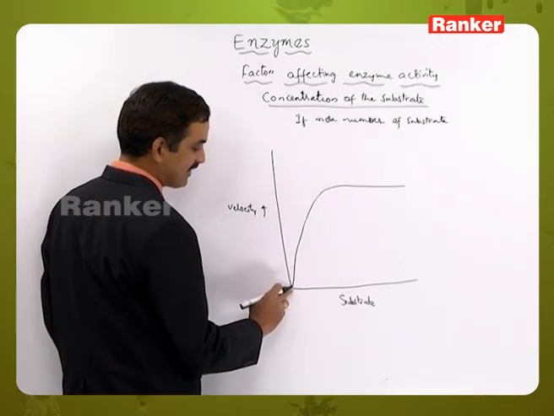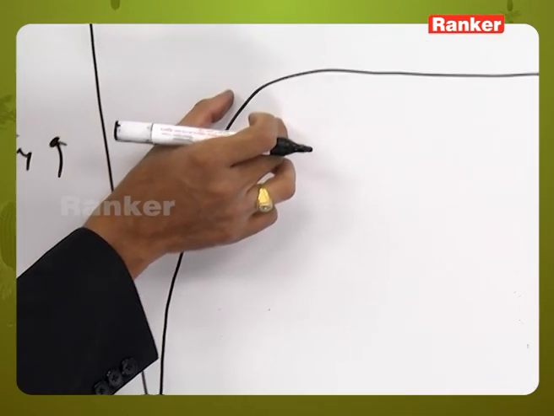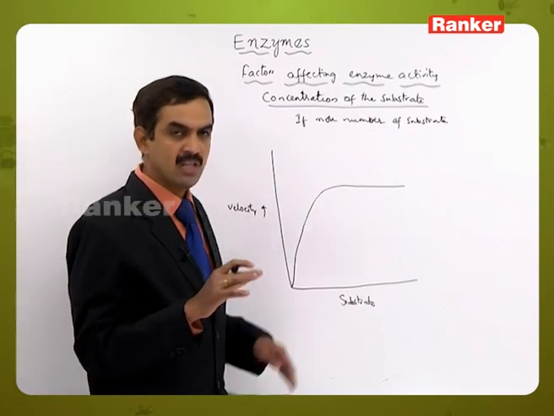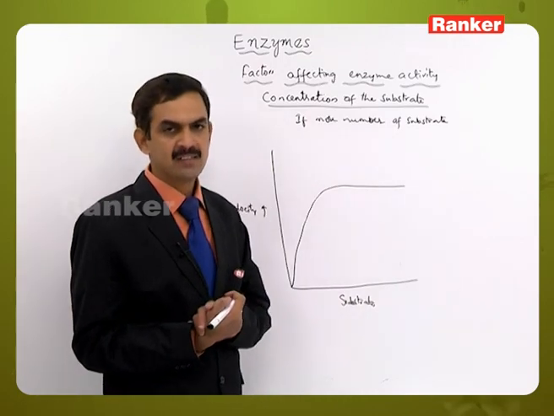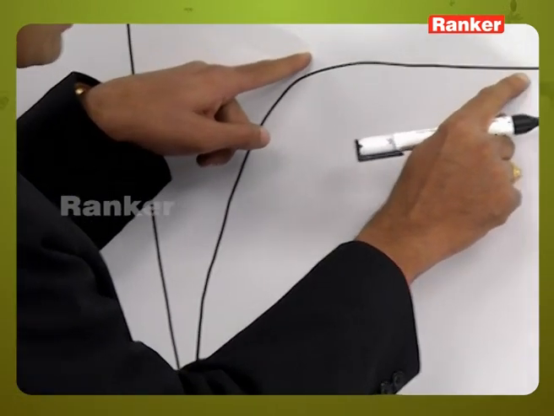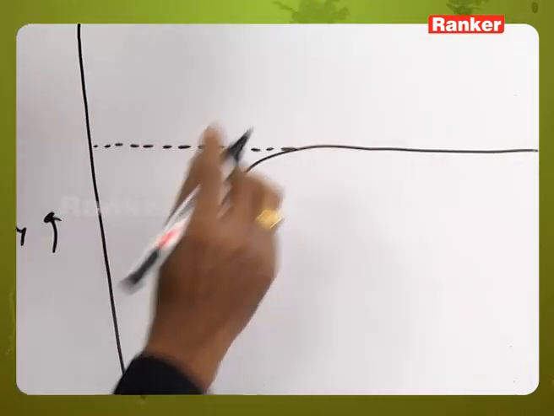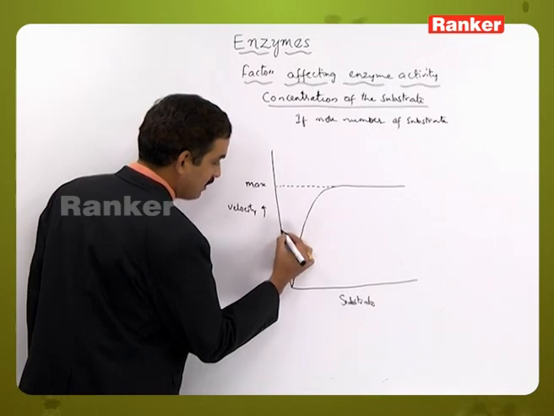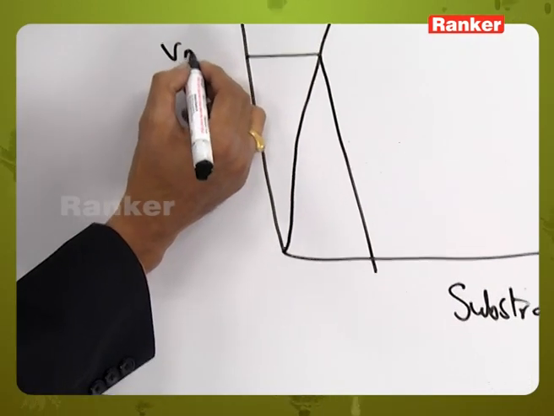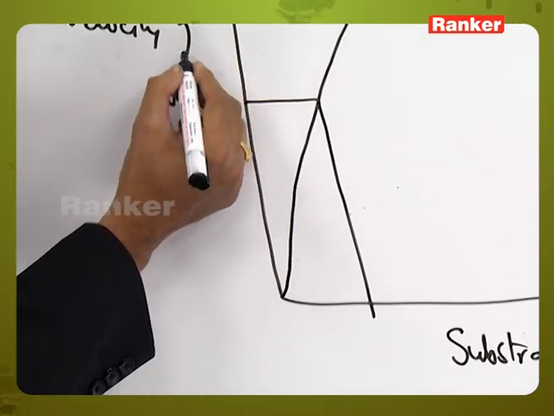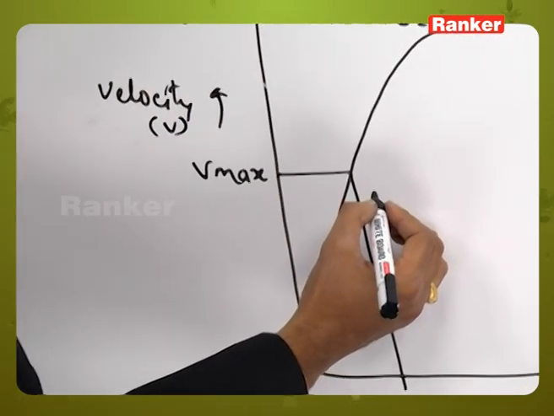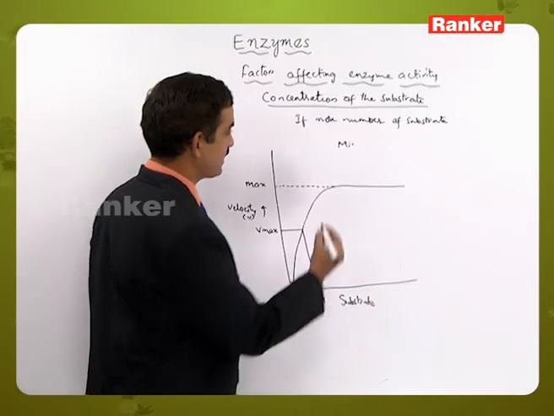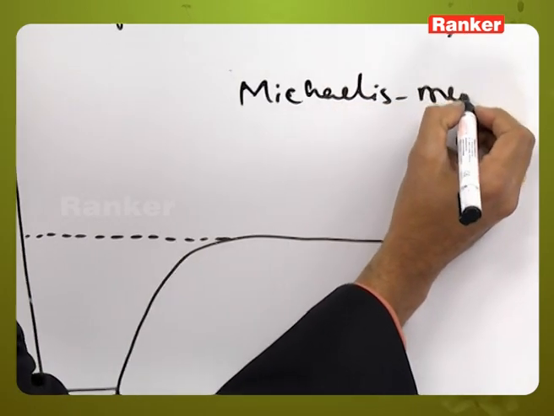Initially, when the substrate concentration is increasing, the velocity, the rate of reaction, will also increase, but beyond that limit, that is when all the catalytic sites have been occupied by the substrate molecules, there are no further catalytic sites on the enzyme for the excess substrates which are present. So even as the substrates increase, the rate of reaction becomes constant. This is called the maximum velocity, Vmax. Here V is the velocity.